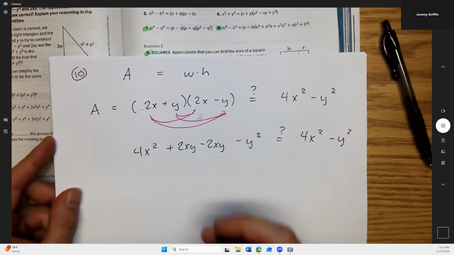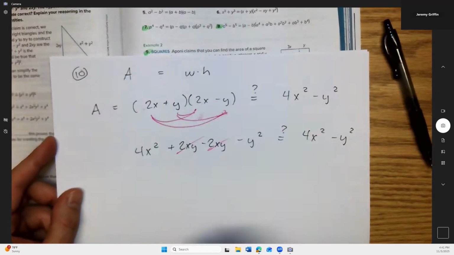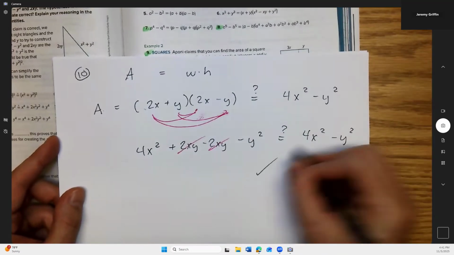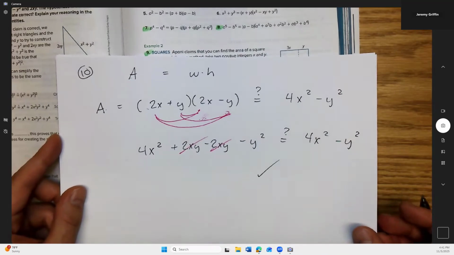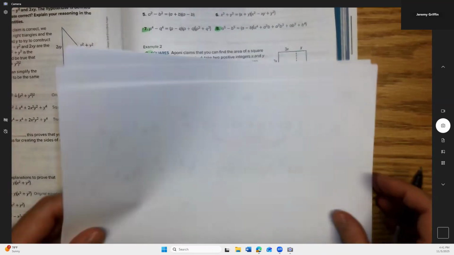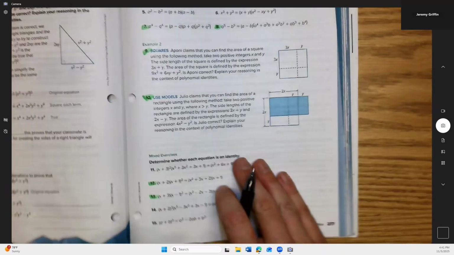Let's see if Julio is correct. Well, this is going to, that's right here. 4x squared minus y squared, 4x squared minus y squared. Yeah, Julio knows his math. That's what he's talking about. That is correct. Yeah. Okay, so these are all working out so far. I would say yes.